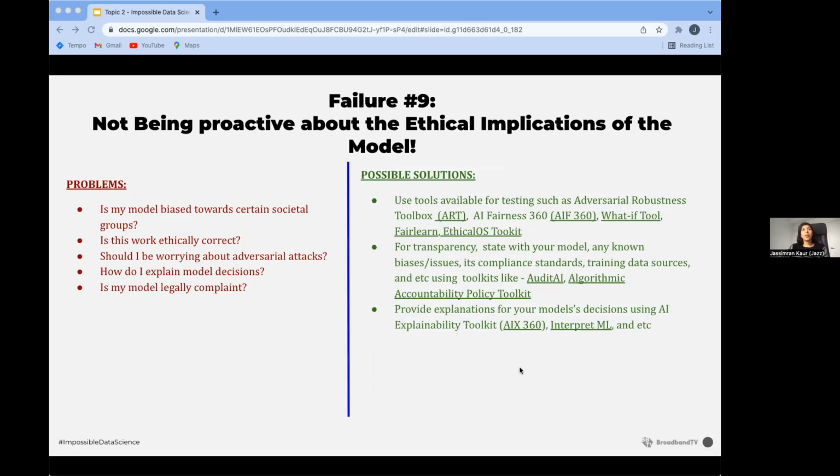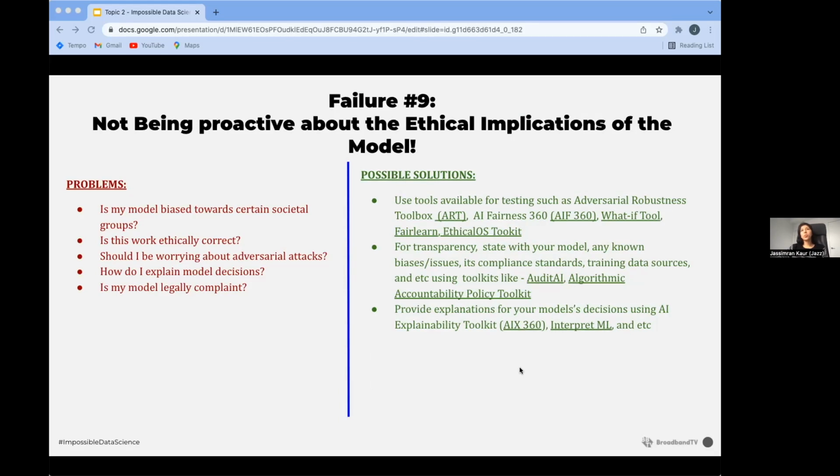So another one, not being proactive about the ethical implications of the model. This is something that people don't really care about, but you should be worried about this. It's our responsibility. We need to develop responsible AI. So 2 years ago, there were not a lot of things out there, but people are more aware of this.